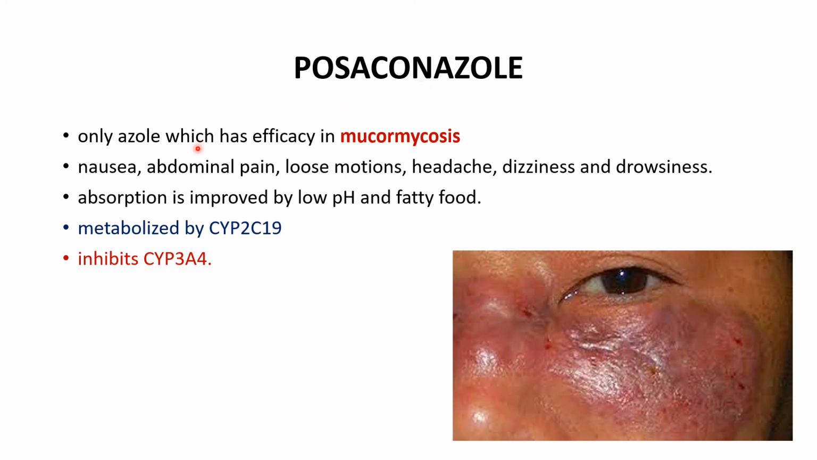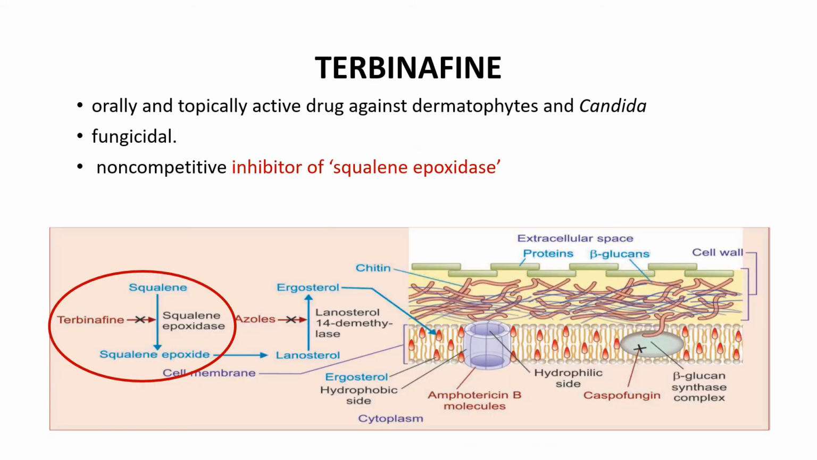Posaconazole is the only azole which has efficacy in mucormycosis. The adverse effects are nausea, abdominal pain, loose motions, headache, dizziness, and drowsiness. Absorption is improved by low pH and fatty food. It is metabolized by CYP2C19, but it inhibits CYP3A4 enzymes like other azoles. So this is the mucormycosis. That's all about azoles. Then we'll move on to terbinafine.